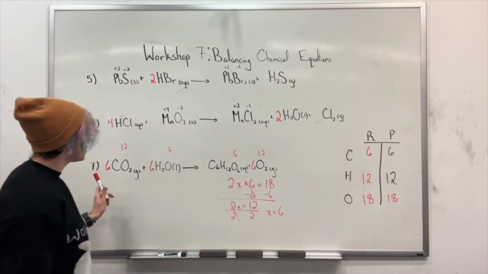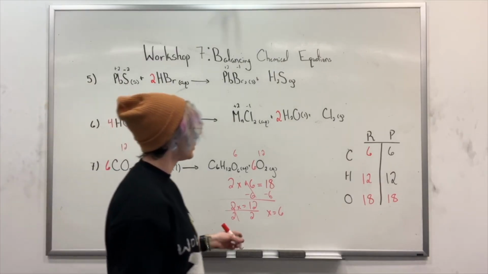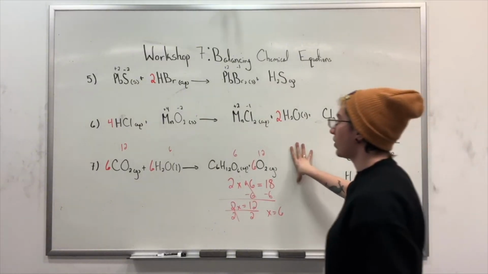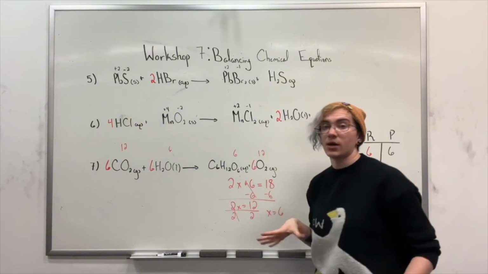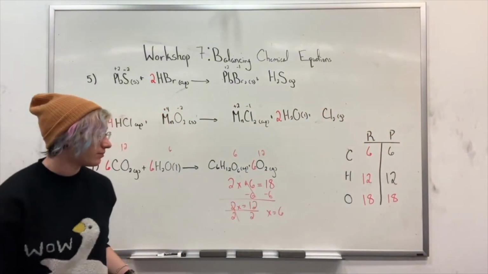So our final equation is 6 carbon dioxide plus 6 water becomes 1 glucose and 6 gaseous oxygen. And this is the actual balanced equation that you're going to learn about when you are learning about plants and the exchange of oxygen and carbon dioxide that we share with them.